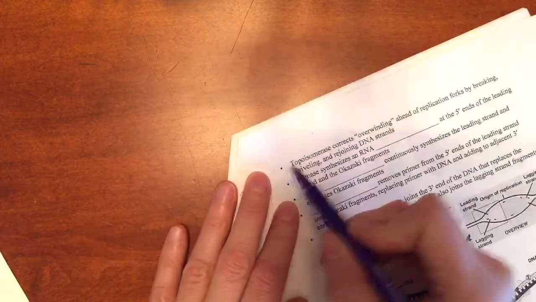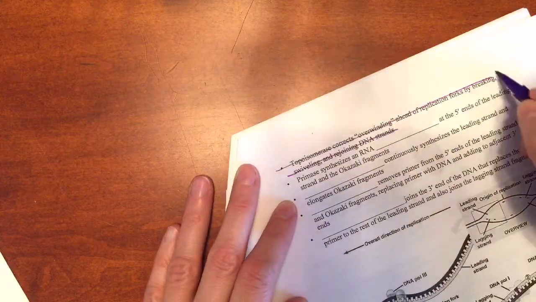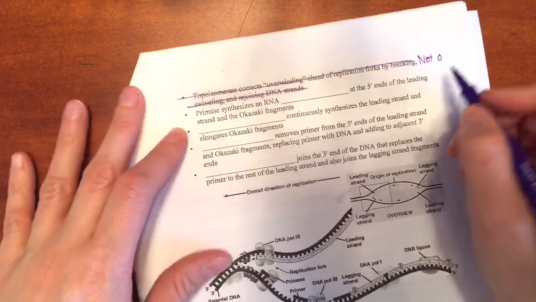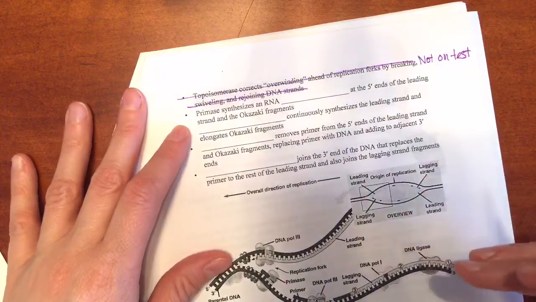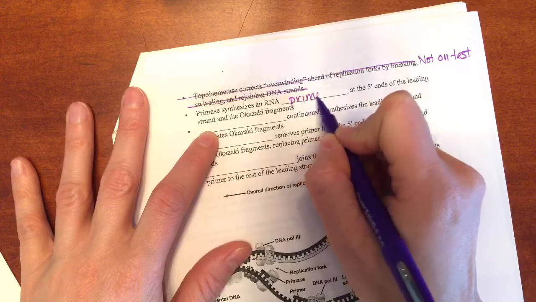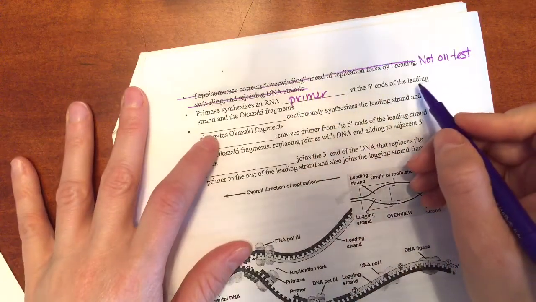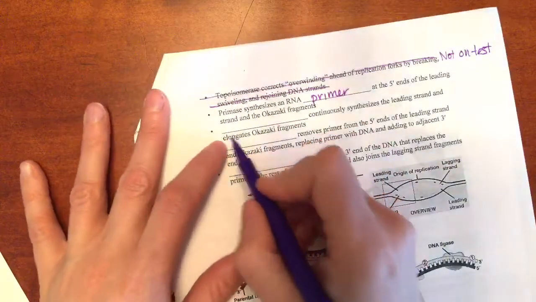Topoisomerase corrects overwinding. This is not on our test, so you don't need to know that one. All right, primase synthesizes an RNA primer, so we talked about that at the beginning, at the 5' end, so the strand can grow in the 5' to 3' direction.